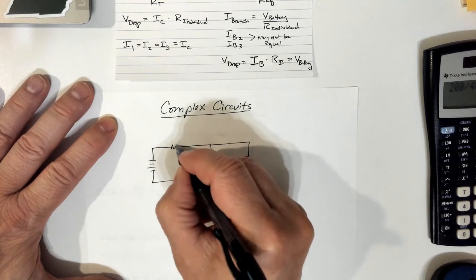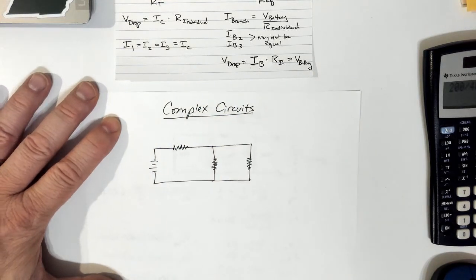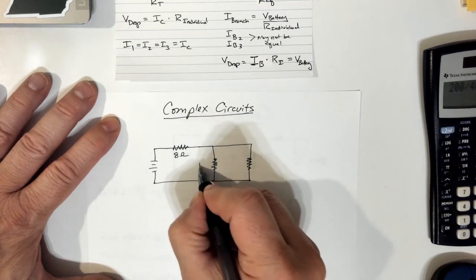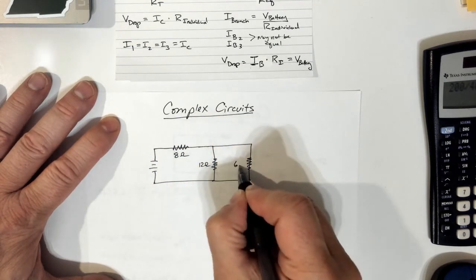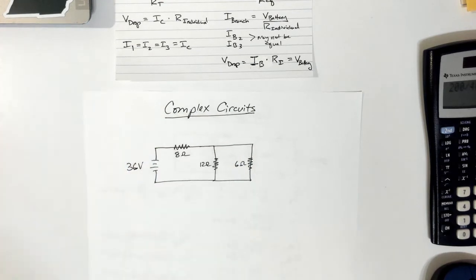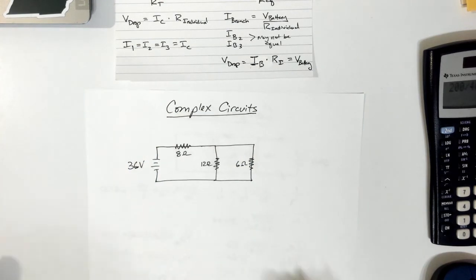But we added one over here. Okay, and this one's 8 ohms. This one's going to be 12 ohms, and let's make this one 6 ohms, and let's give it a 36 volt battery. Okay, so how would we solve this one?